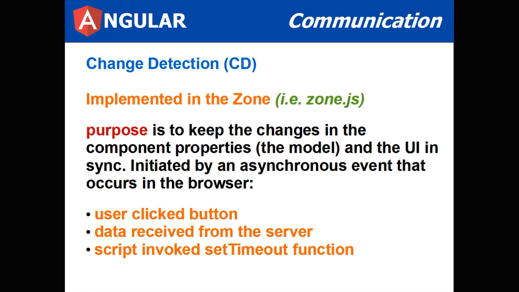Change detection is implemented in the zone. They say in the zone. It's really zone.js. The purpose is to keep the changes in the component properties, the model, and the UI in sync, initiated by an asynchronous event that occurs in the browser. Let's say a user clicked a button, or data was received from a server, or a script invoked a setTimeout function, etc.